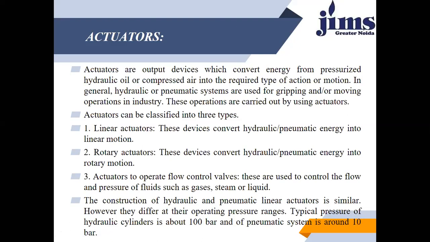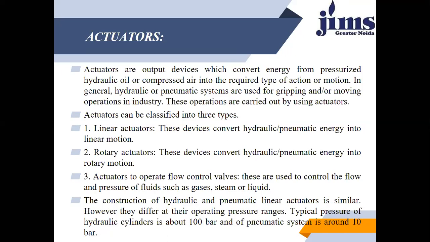Then the actuators that operate the flow control valves are used to control the flow and pressure of gases, oil, steam, or whatever liquid we are using. The ones we use to control pressure are the pressure control valves, the ones that control direction are the direction control valves, and the ones that control the rate of flow are the flow control valves. These are the three types we have to study.